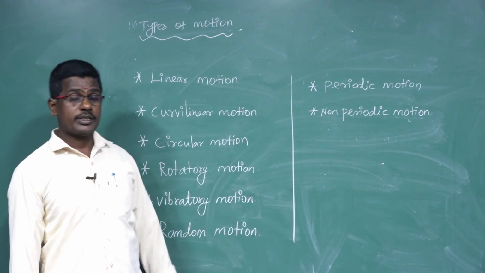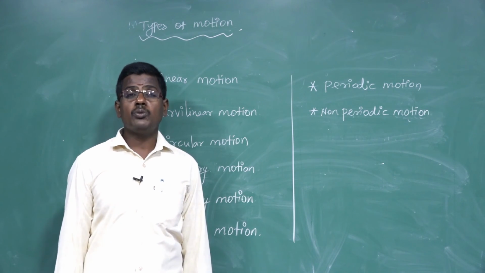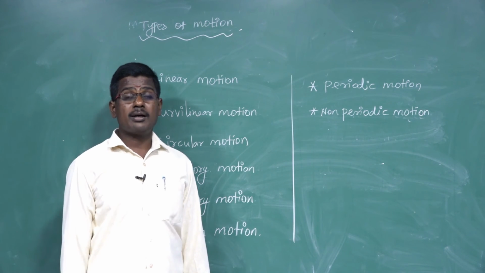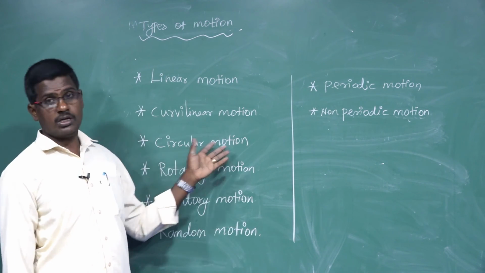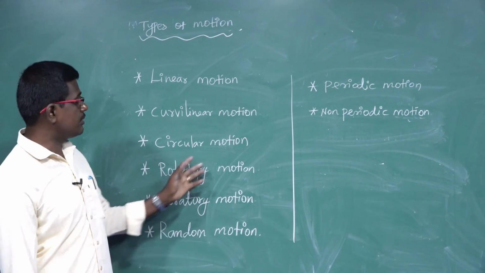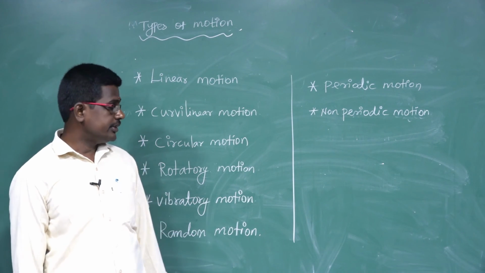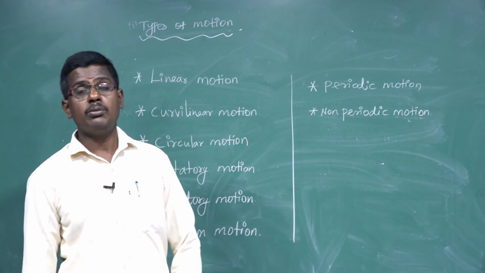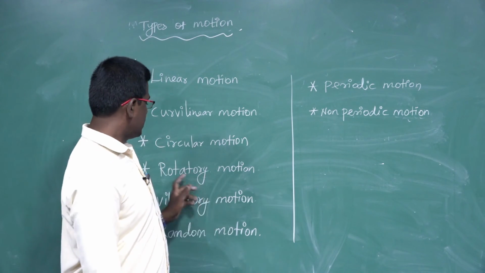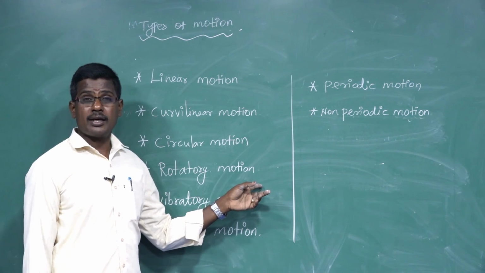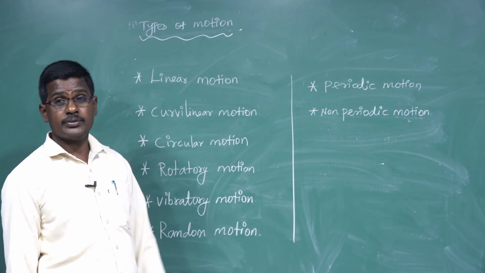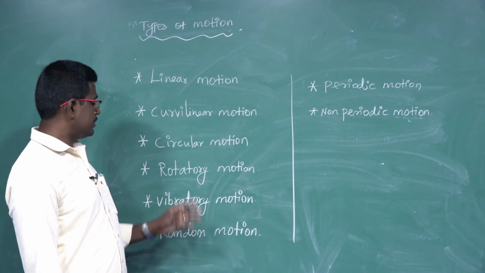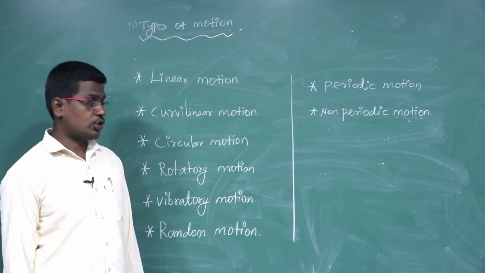Next is circular motion. When an object moves in a circle, it is called circular motion. Example: revolution of the moon, revolution of the earth. Next is rotatory motion. When an object moves about its own axis, it is called rotatory motion. Examples: a spinning top, merry-go-round, a rotating fan.